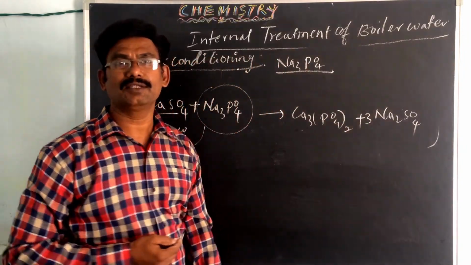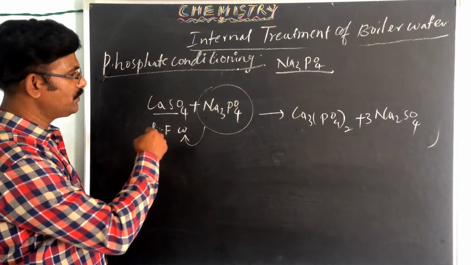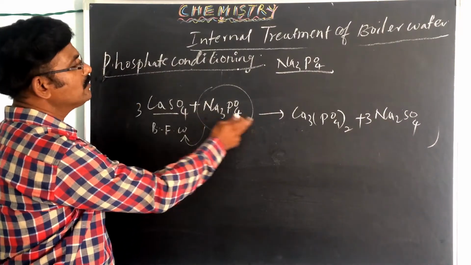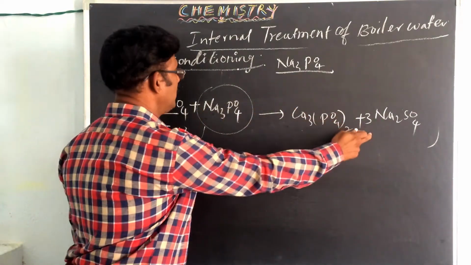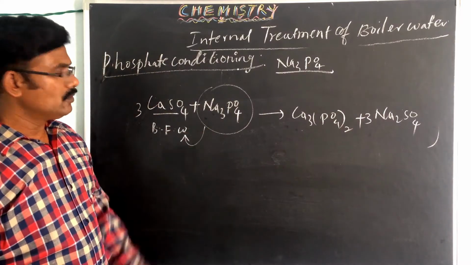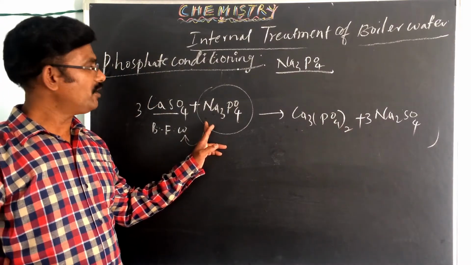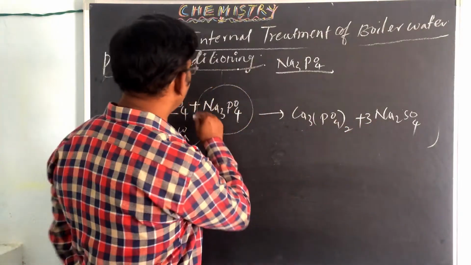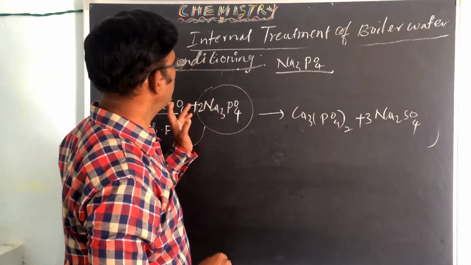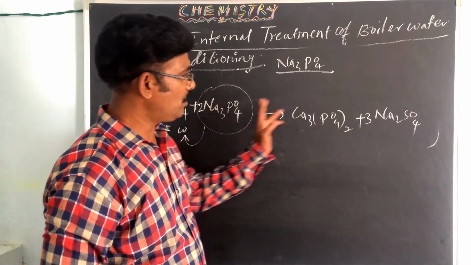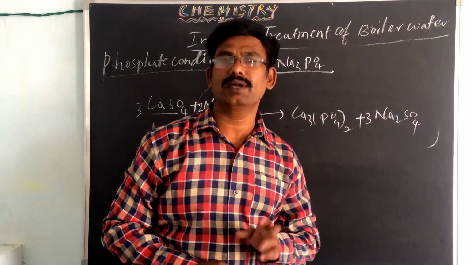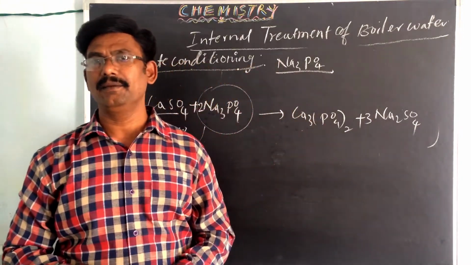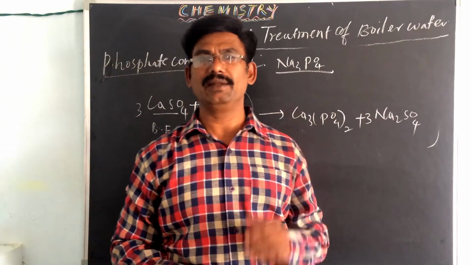3CaSO4 gives 3Na2SO4, and 3 moles of calcium we can add here. Here it is not balanced: only 3 is there here, and 6 is there here. So we take 2 into 3, 6, and 2 phosphates. Okay, that is the balanced reaction. Balancing is very, very important.